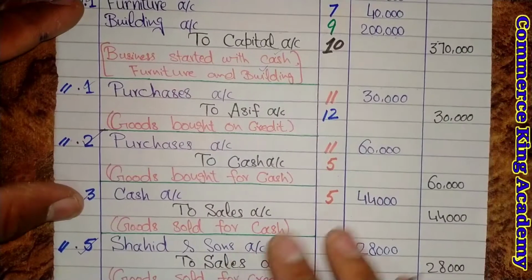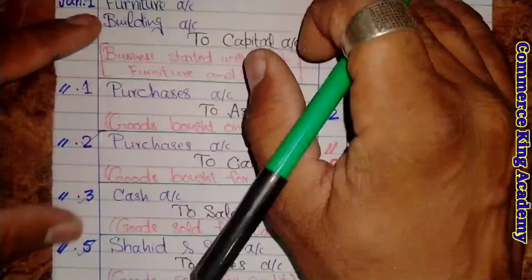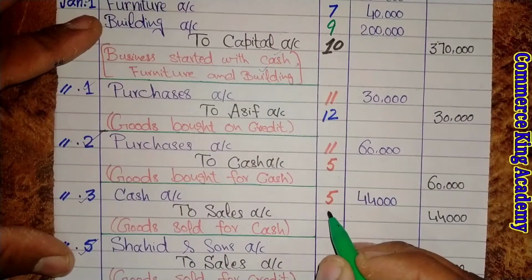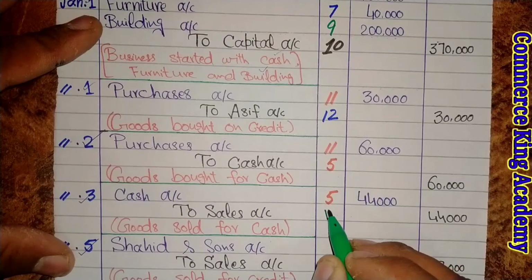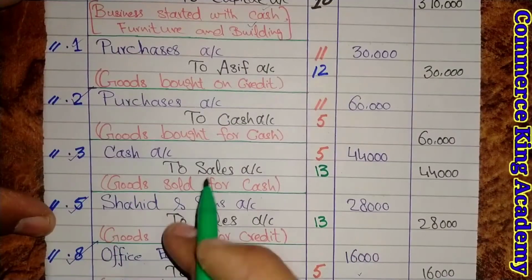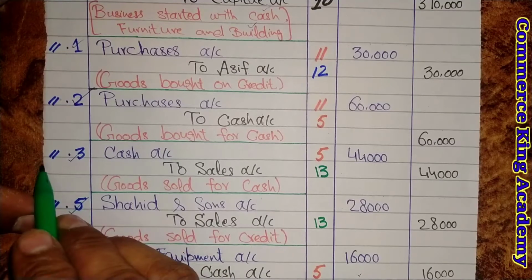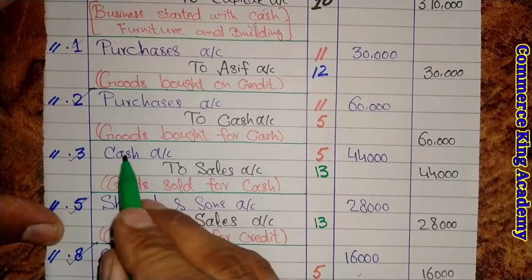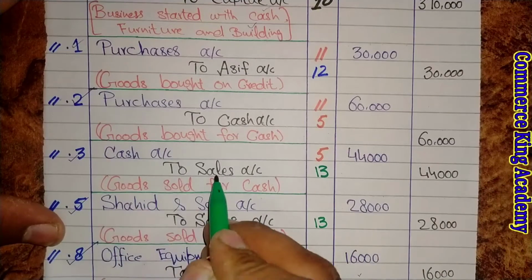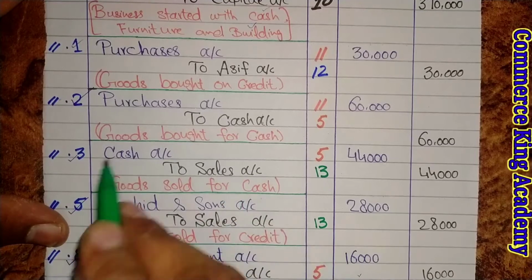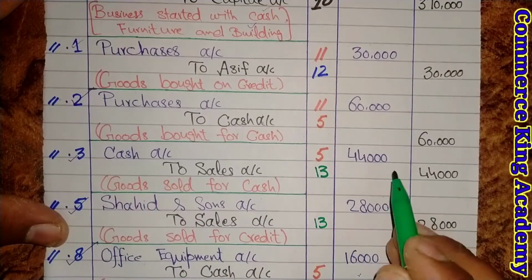After completion of all these ledger accounts, our next account is the sales account, ledger folio number 13. We found the first sales account entry in the journal entry held on Jan 3rd. Cash account debit, sales account credit. So the sales account is credited against the cash account, amounting to 44,000 rupees.